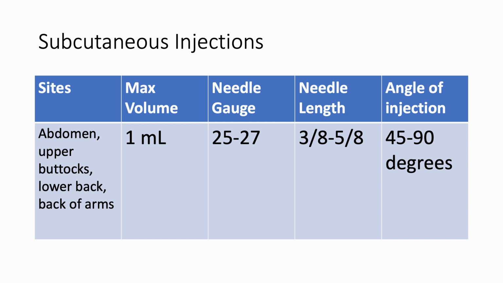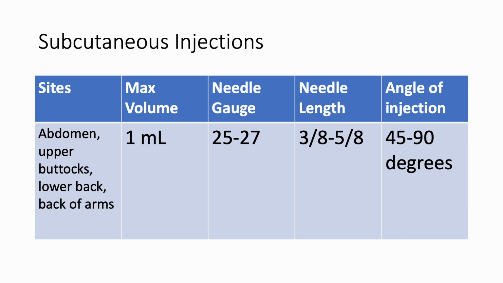So for subcutaneous injection sites, we're looking at the fatty part of the abdomen, the fatty part of the back of the arms, the lower back, upper buttocks. Okay, max amount of medication in a syringe is 1 milliliter. We don't want to put any more than 1 milliliter in a subcutaneous syringe and give it to a patient. Needle gauge is 25 to 27, and then your needle length is 3/8 of an inch to 5/8 of an inch. So again, pretty short. And then your angle of injection is going to be from 45 to 90 degrees.